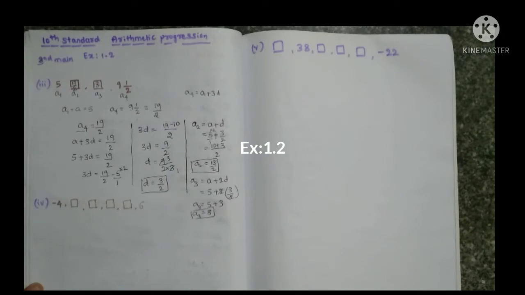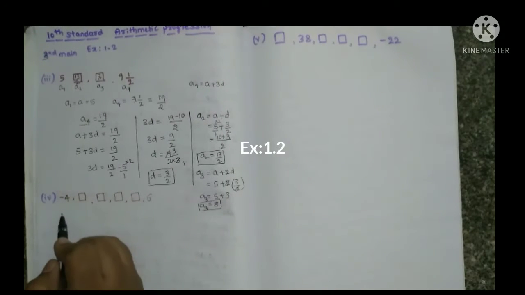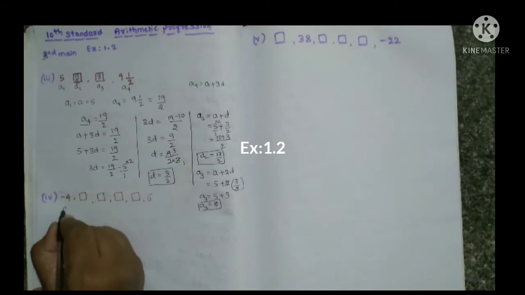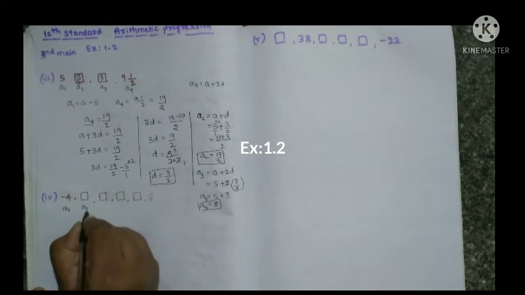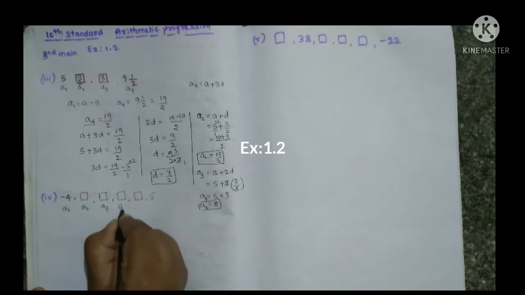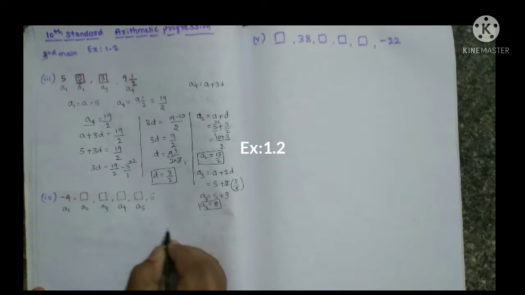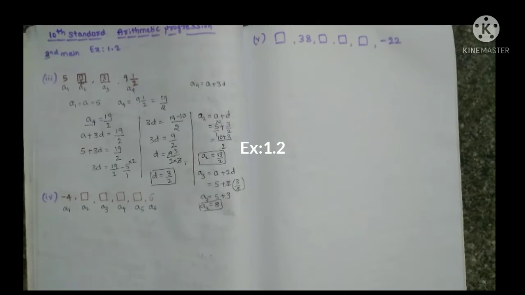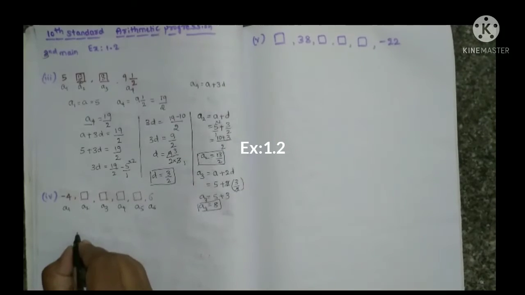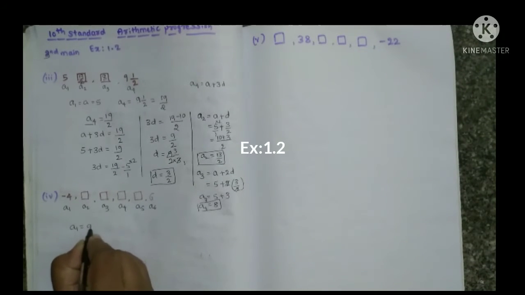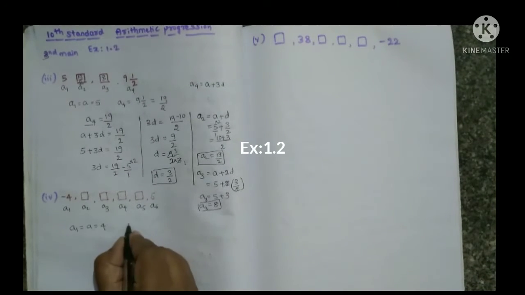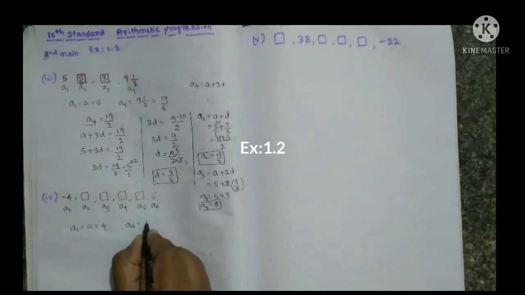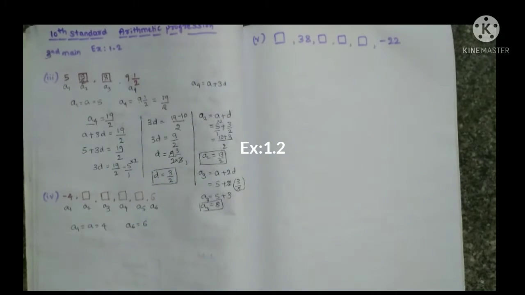Now we'll see the fourth sum, what they have given. In the fourth sum also, the first term is given, that is A1. A2, A3, A4 and A5 we have to find, and A6 they have given. So A1, what do we have? A1 or A equal to minus 4 and they have given A6 equal to 6. A6 is 6 they have given.